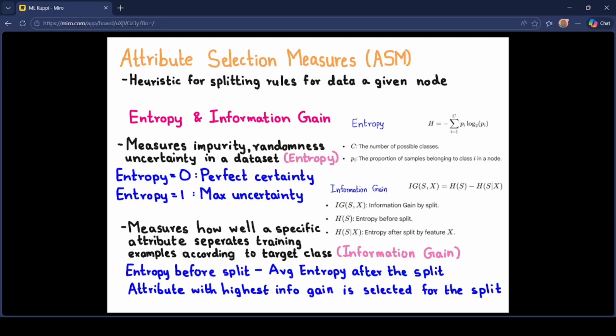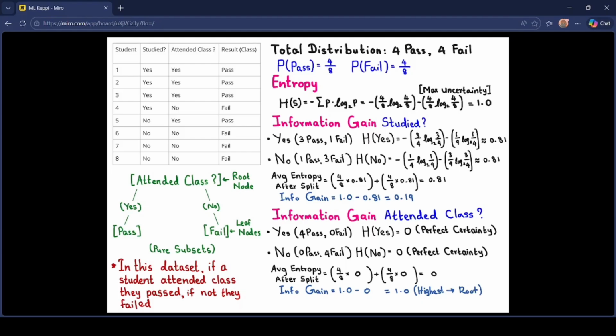So how are we going to calculate the information gain? The information gain is the entropy before we split minus the average entropy after the split. This will be much clearer when we get into the example. Here we have an example calculated using the entropy and information gain method. In the example, we have taken a sample of 8 students.